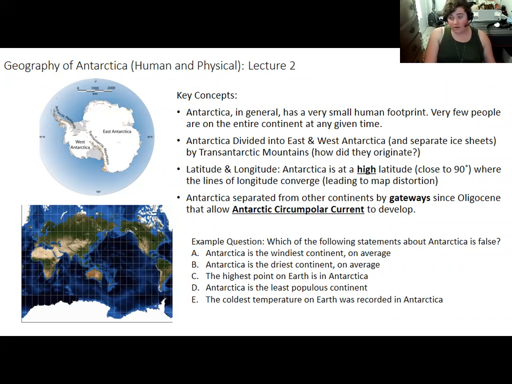We introduced the concept of latitude and longitude and how those are used to make maps. And we then went into some important geographic features, how you have the separate East and West Antarctic ice sheets, which we will learn more about in glaciers next week, how the Transantarctic Mountains divide the East and West Antarctic ice sheets, and how the Transantarctic Mountains themselves are a remnant of rifting when Antarctica began to rift and separate from other continents.